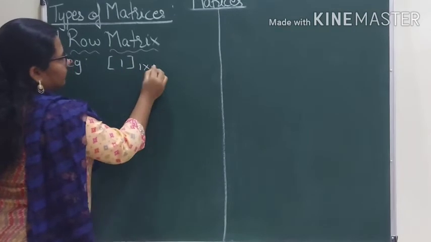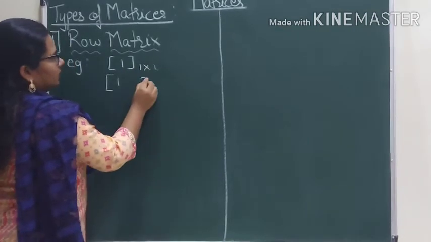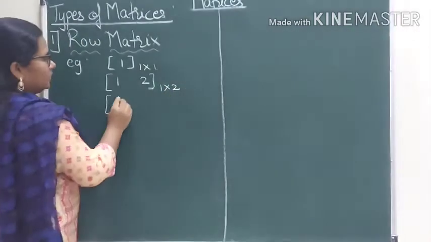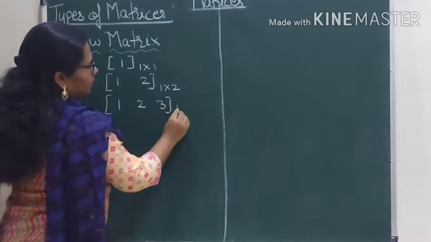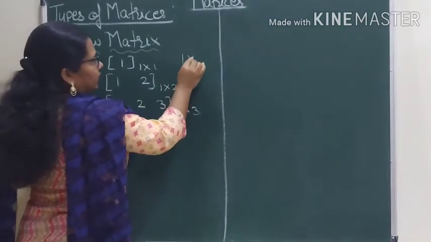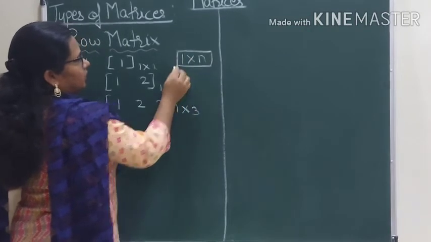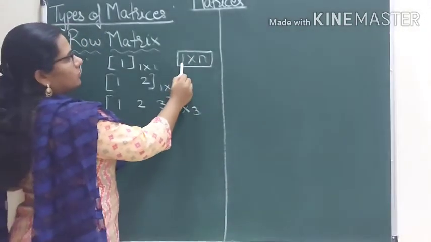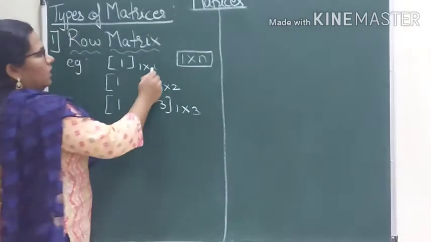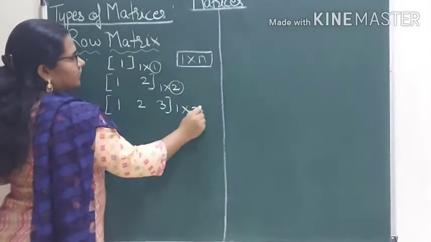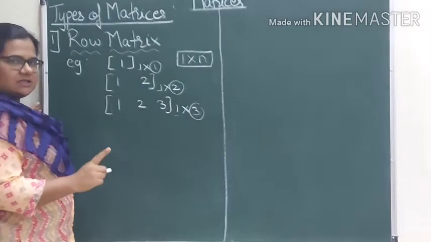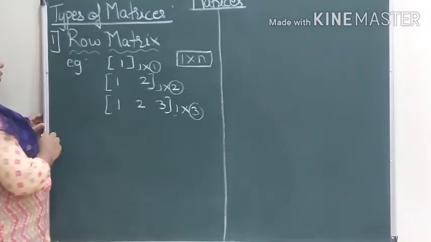1 by 1. Okay, 1, 2. 1 row, 2 columns. 1, 2, 3. 1 row, 3 columns. So here you can see 1 into n becomes the order of the matrix. So if you have an order of a matrix 1 into n, then that matrix is called a row matrix. See, column numbers are changing but row numbers remain the same. So a matrix having one single row is called a row matrix.